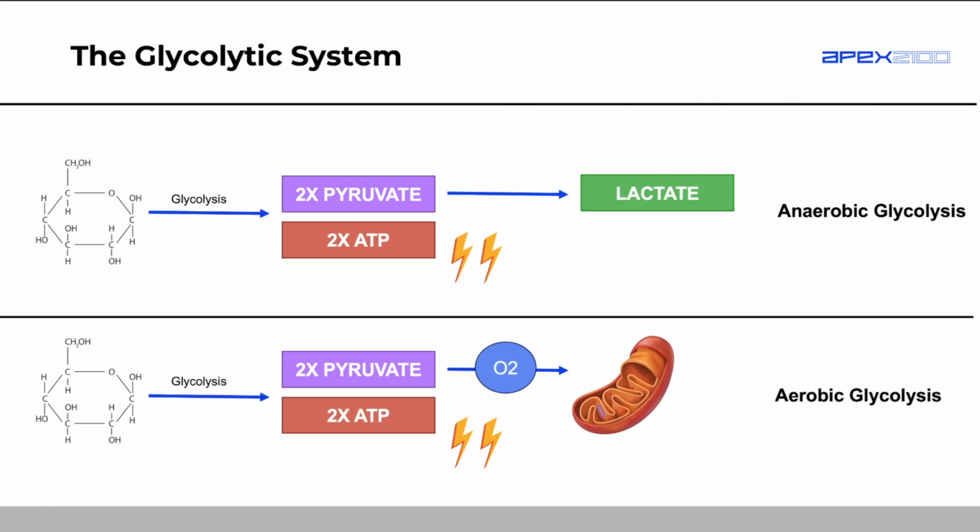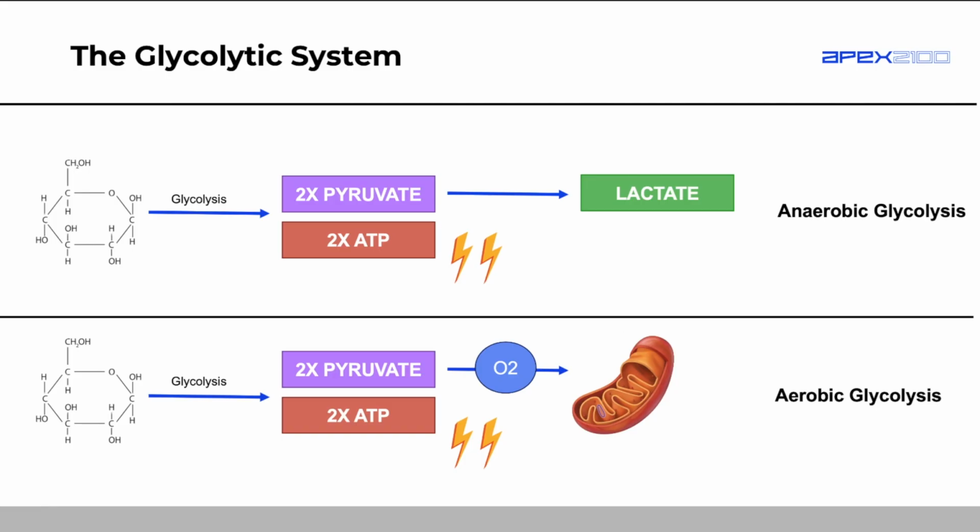So firstly, we have our glucose molecule. The glucose molecule goes through the process of glycolysis within the cytoplasm of the cell. This produces 2 ATPs and 2 pyruvates. Those ATPs are used immediately for energy. The pyruvate then turns into lactate when we've got anaerobic glycolysis.